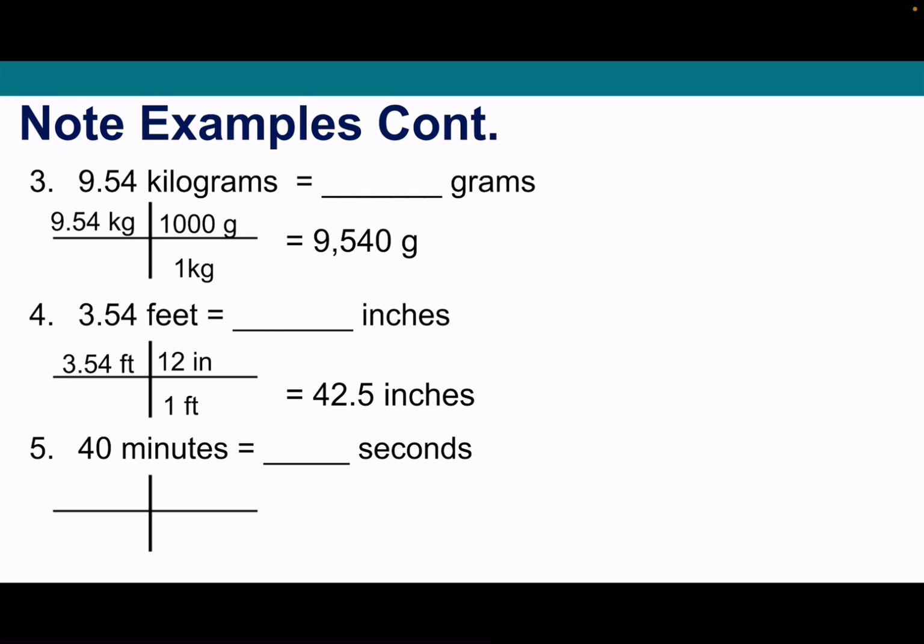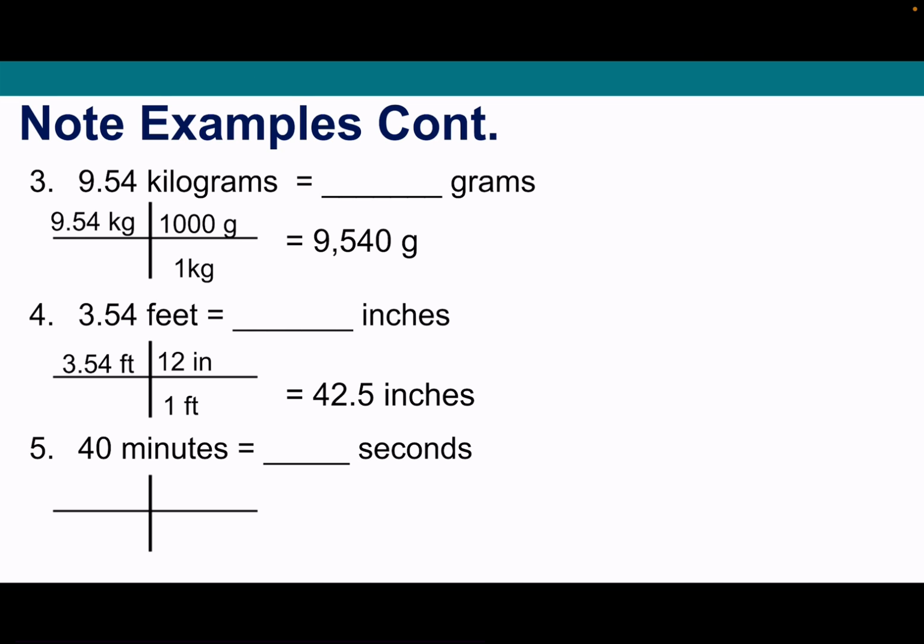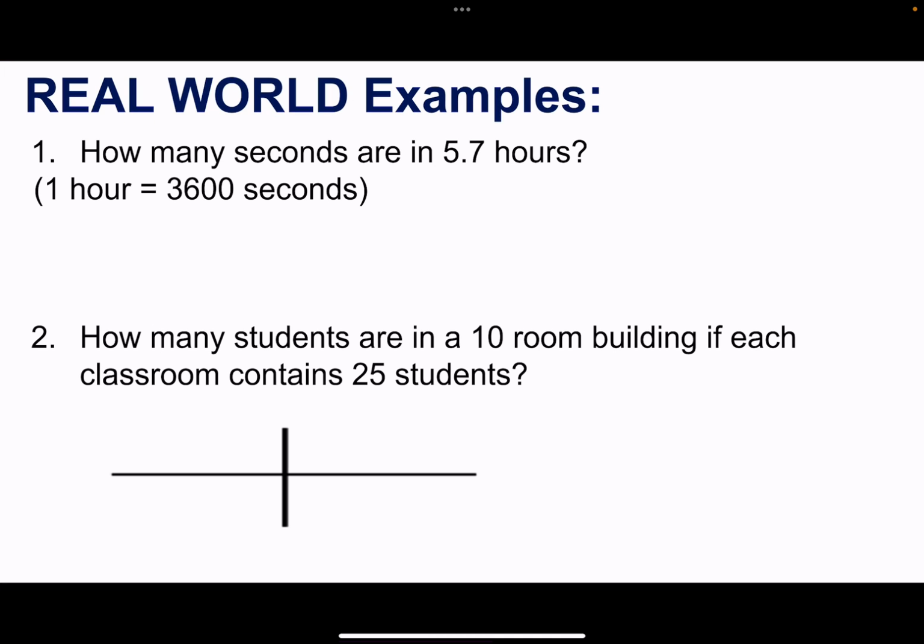And last but not least, 40 minutes. And let me just say one thing real quick. You need to be writing this out in the T-chart because that's the way we're computing. When we get into really complex formulas and problems, we need to make sure that we're doing the T-chart properly or we're going to mess up our problems. 40 minutes, 1 minute on the bottom, and 60 seconds on top. Now, also to mention, there has been a 1 on the bottom of all of these problems. It does not have to be 1. Final answer, 2,400 seconds. Okay, how about some real-world examples?